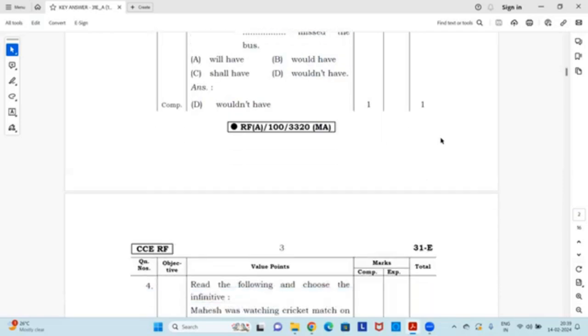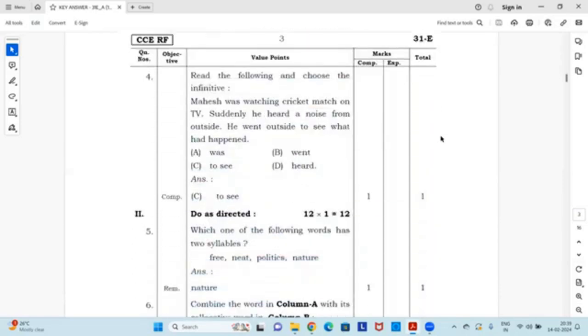Okay. Next question. Read the following and choose the infinitive. What is an infinitive? The verb which is followed by the word to. Let's read the sentence and understand it. Mahesh was watching a cricket match on TV. Suddenly he heard a noise from outside. He went outside to see what had happened. So here in this sentence, which word is an infinitive? You have to find the infinitive used here. Of course, as I said, it is a verb followed by the word to.